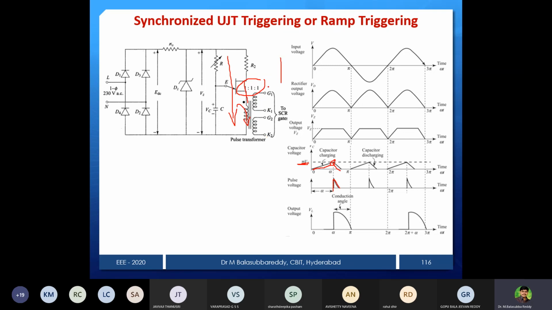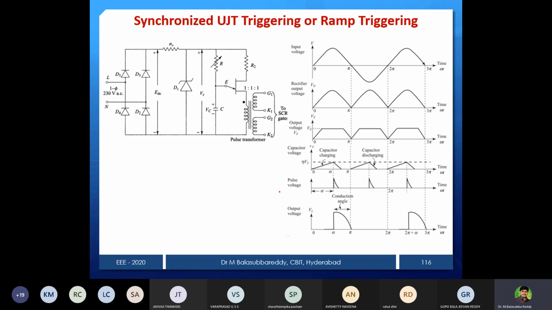Then once the thyristor is connected, if you connect a load at that point, whatever device is conducting will be the same as the source. That's why we represented the source here like this. So this is the operation.